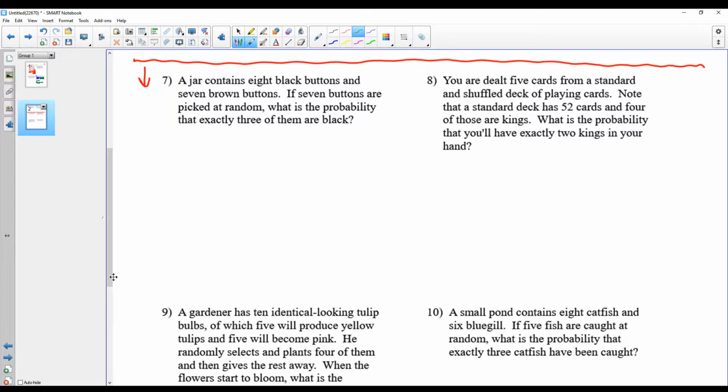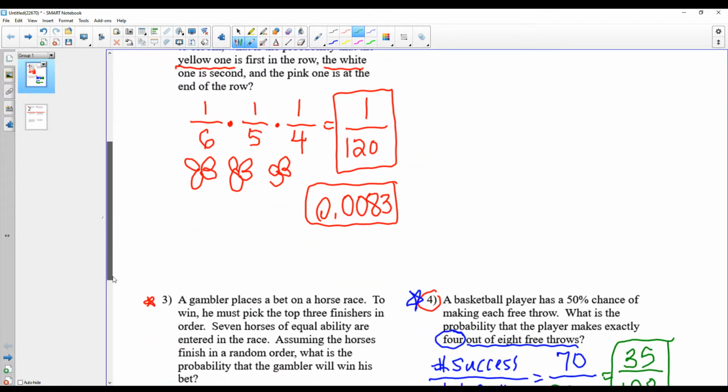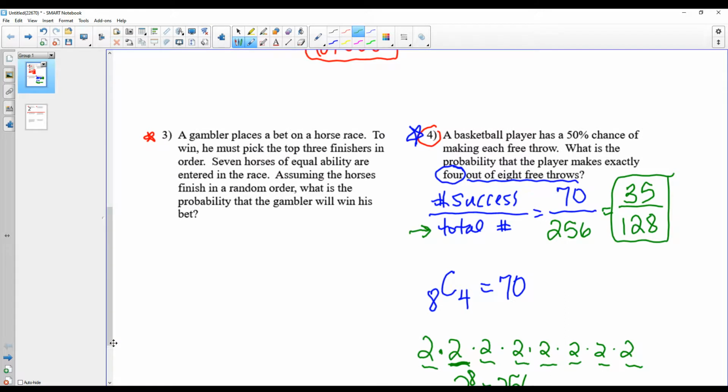So these previous ones, like this one that I did here, this number 4, I want to point out to you guys that he's making exactly 4. Okay, so I'm not doing different things. It's a 50% chance so it either happens or it doesn't happen, and I'm only picking 4 out of the 8.